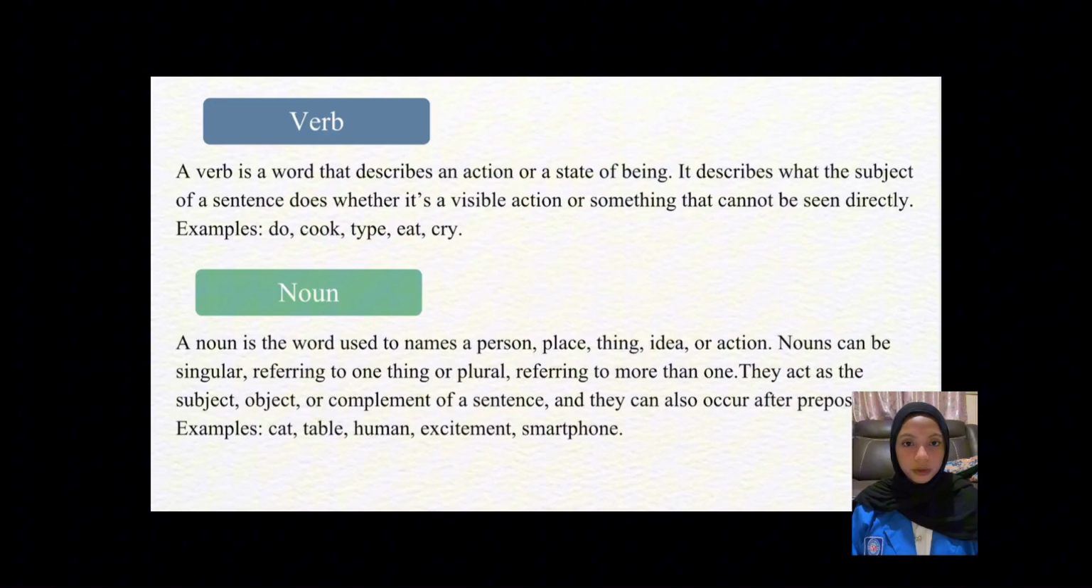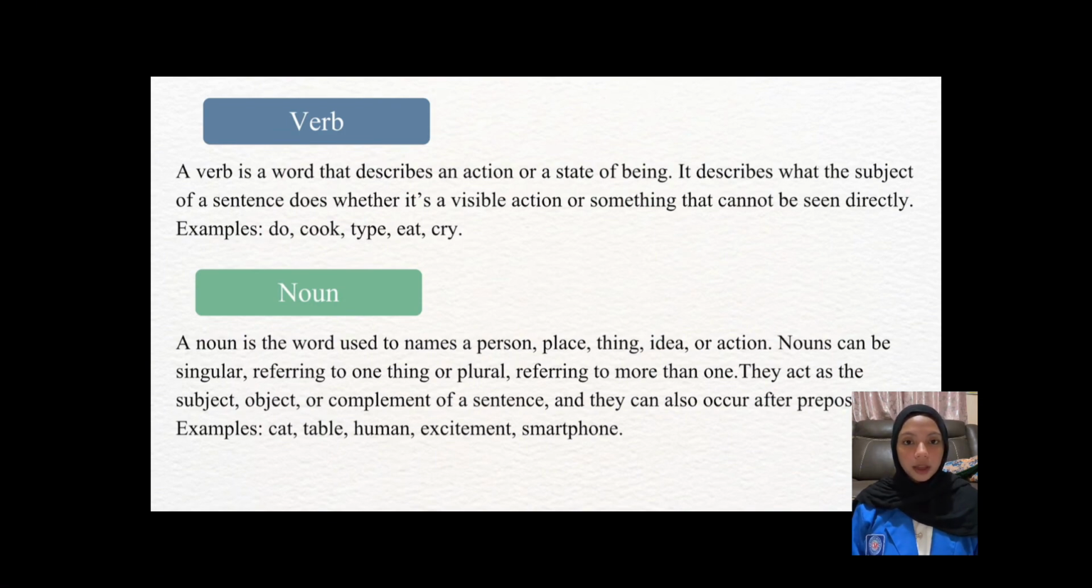The second is noun. A noun is a word that names a person, place, thing, idea, or an action. Nouns are singular, which means one thing, or plural, which means more than one. They can function as the subject, the object, or the complement of a sentence. Nouns can also come after a preposition.